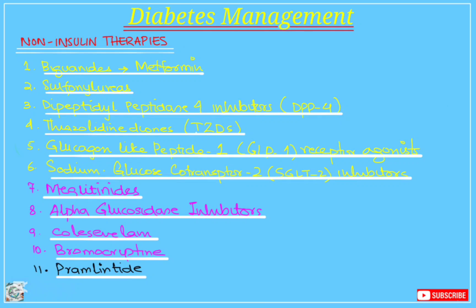On the contrary, in type 2 diabetes, where insulin resistance and relative insulin deficiency are the main issues, these non-insulin medications play a crucial role in the treatment. Many of them help lower the blood sugar, improve insulin sensitivity, or reduce glucose absorption, delaying the need for insulin in a significant number of patients. Now that I have listed them, let's go deeper into how each one works.